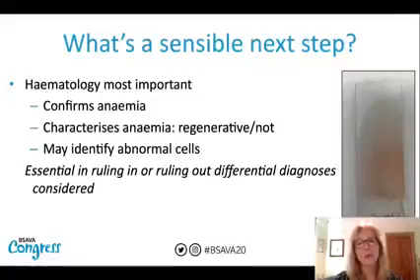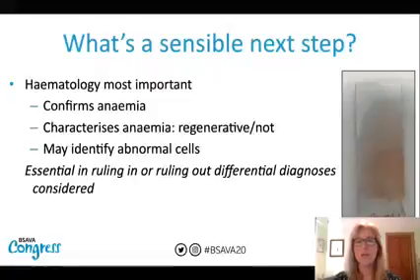And the next question we want to understand is, does the cat have a regenerative anemia? Is there evidence that the bone marrow is producing more red blood cells and trying to correct that anemia, which would be consistent with either a blood loss cause of the anemia or a hemolytic anemia? Or conversely, does our cat have what we would call a non-regenerative anemia, where the bone marrow isn't really responding because of bone marrow disease, and that can also be associated with other chronic diseases like chronic kidney disease.